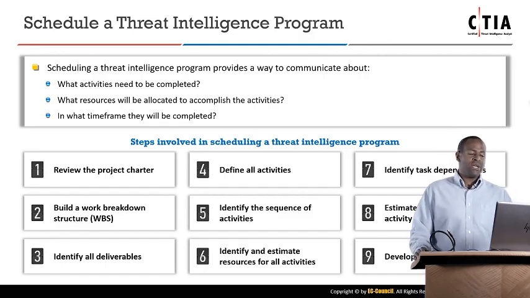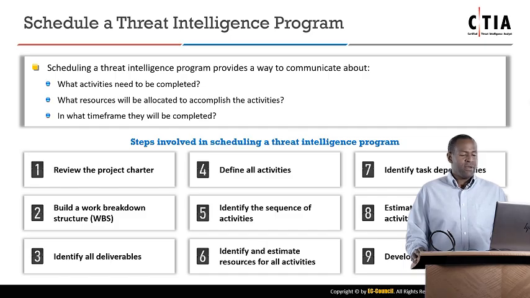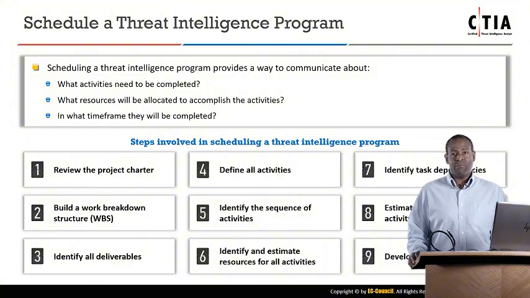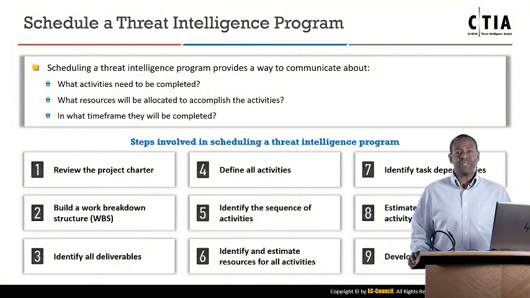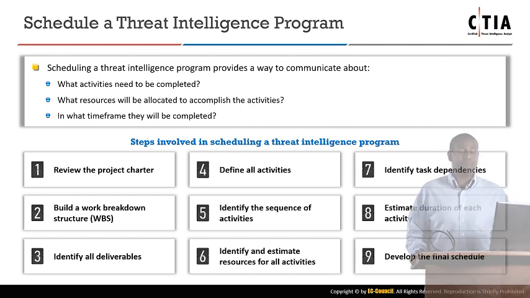What we want to do is make sure that as part of our planning for the threat intelligence program, we schedule that program. It provides a way to communicate about what activities need to be completed, what resources will be allocated to accomplish the activities, and in what time frame those will need to be completed. In most cases, we use some type of project planning or scheduling software that we can use to organize this and make sure that we have scheduling set up appropriately.